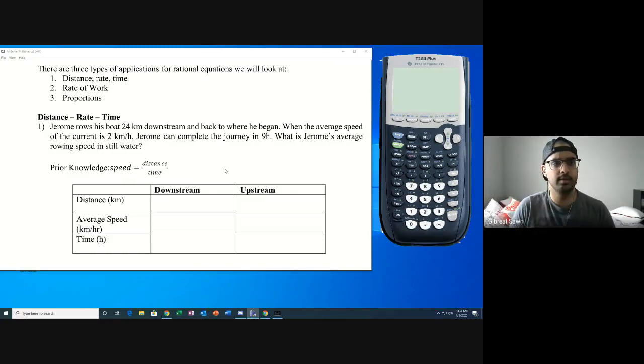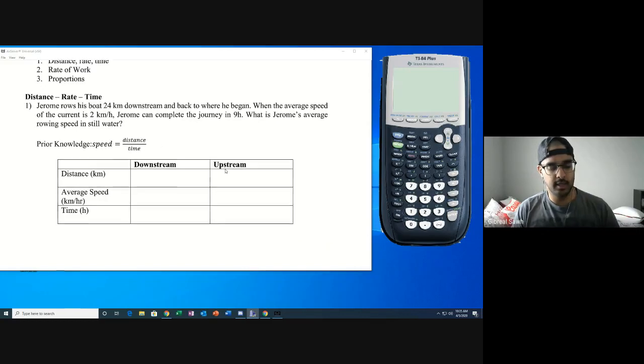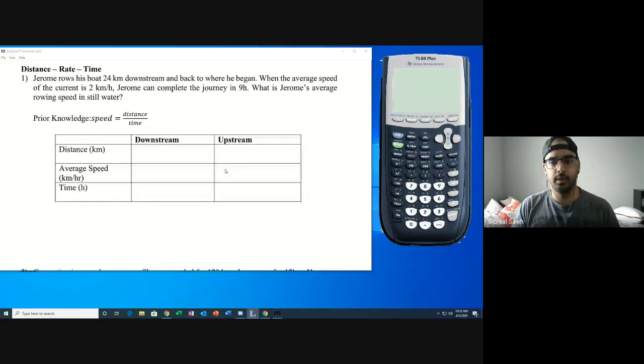So the first one we'll talk about is a distance, rate, and time problem. Kind of sounds like physics. But we can translate it into something we know how to do in math. So it says Jerome rows his boat 24 kilometers downstream and back to where he began. When the average speed of the current is 2 kilometers per hour, Jerome can complete that journey there and back in 9 hours. So what is Jerome's average rowing speed in still water?